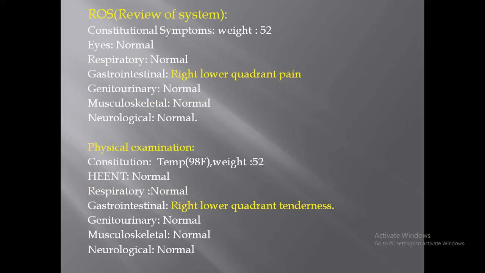Then ROS, the review of systems is reviewed, and the patient is telling that in gastrointestinal he is having some right lower quadrant pain, remaining all are normal. In the physical examination, the physician will examine all the organ systems, like constitutional. Constitutional covers the patient's temperature, body weight, etc. Then he will examine HENT, respiratory, all normal. Then in gastrointestinal, the physician has observed some tenderness in the right lower quadrant, because he's coming with right lower quadrant pain, and remaining all are normal only.